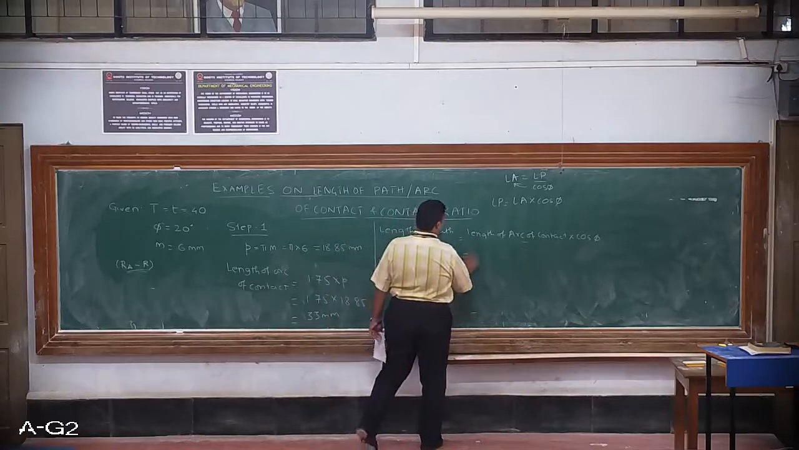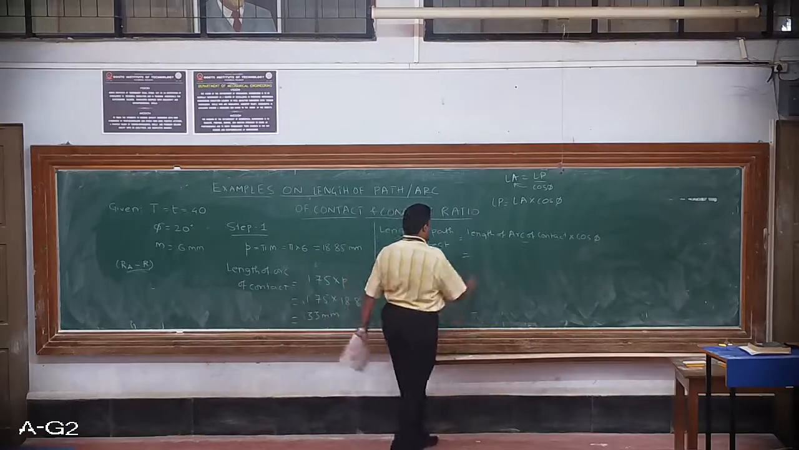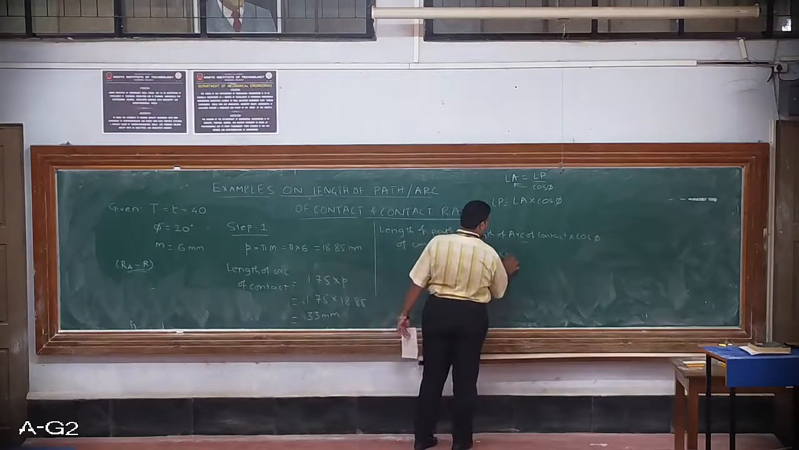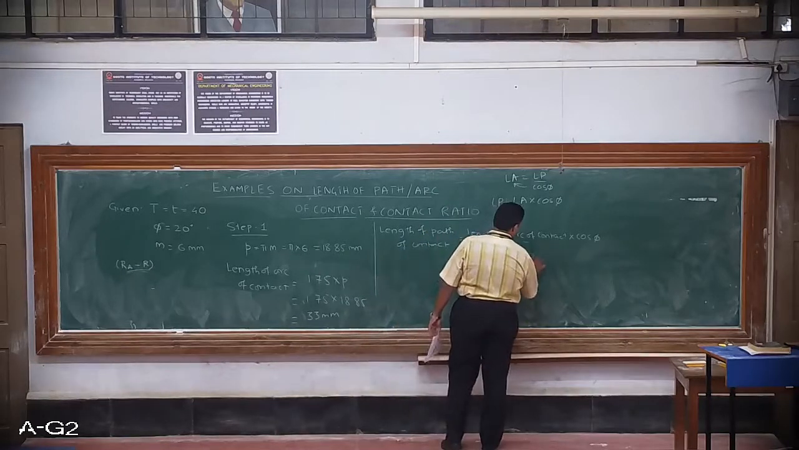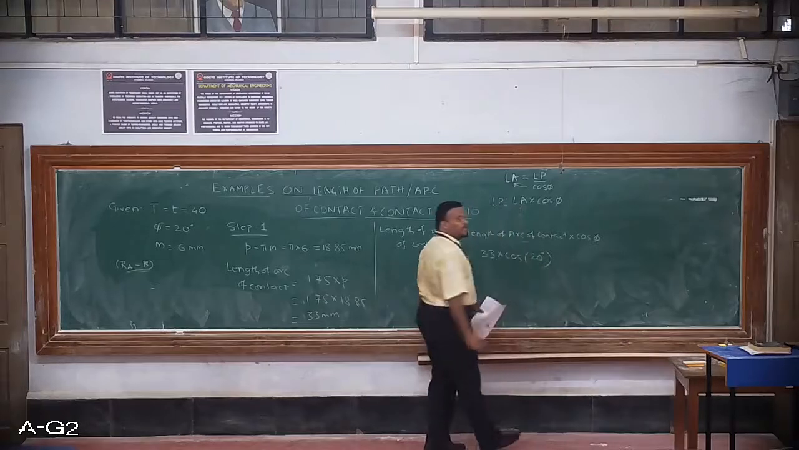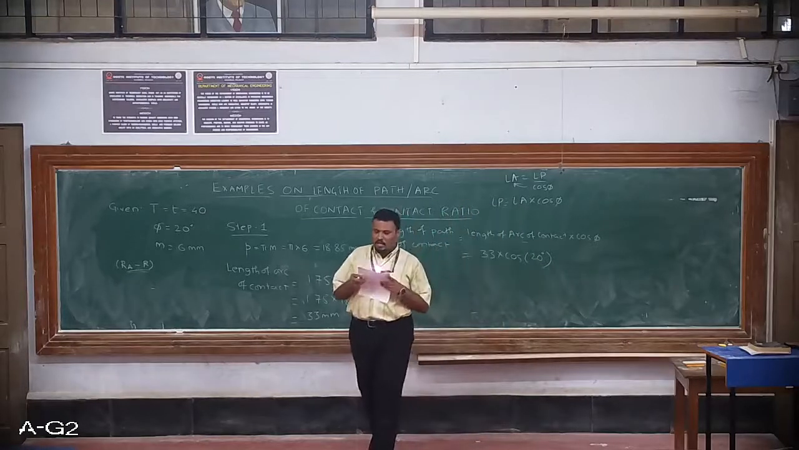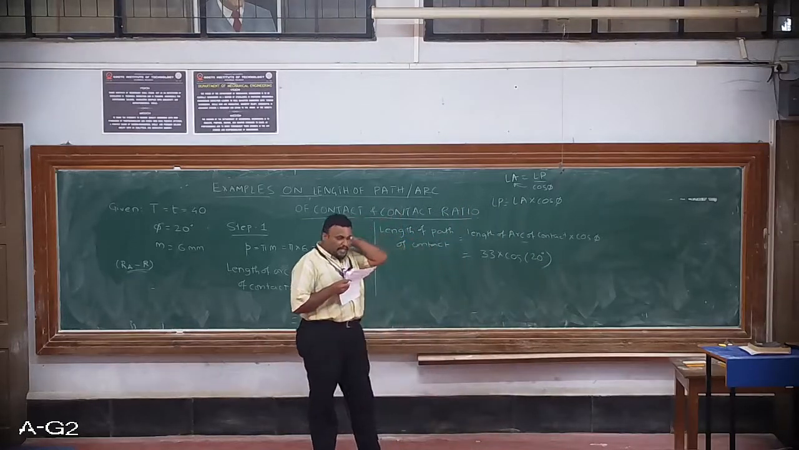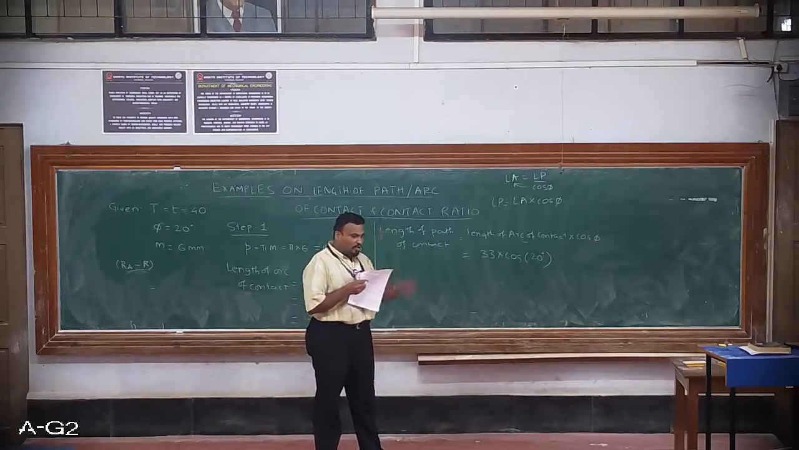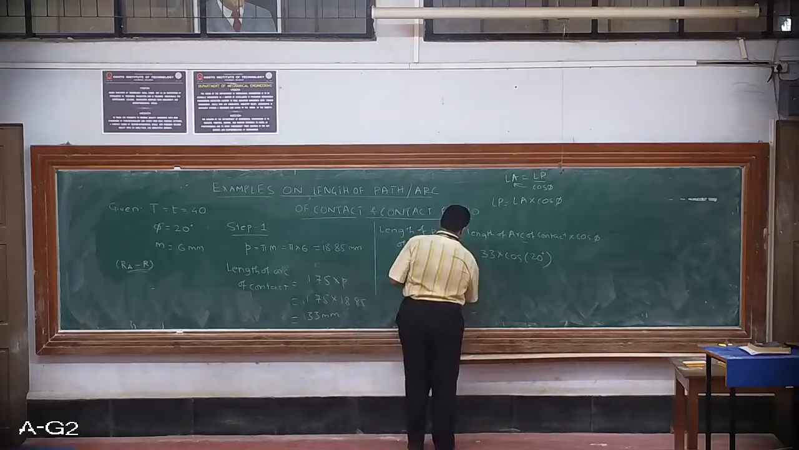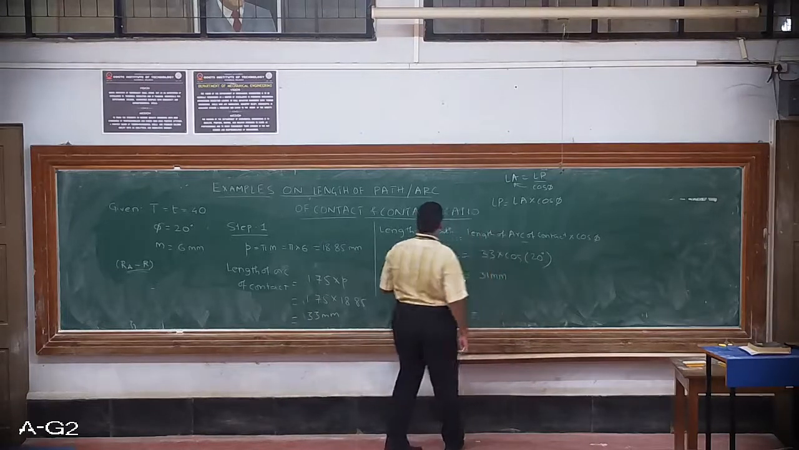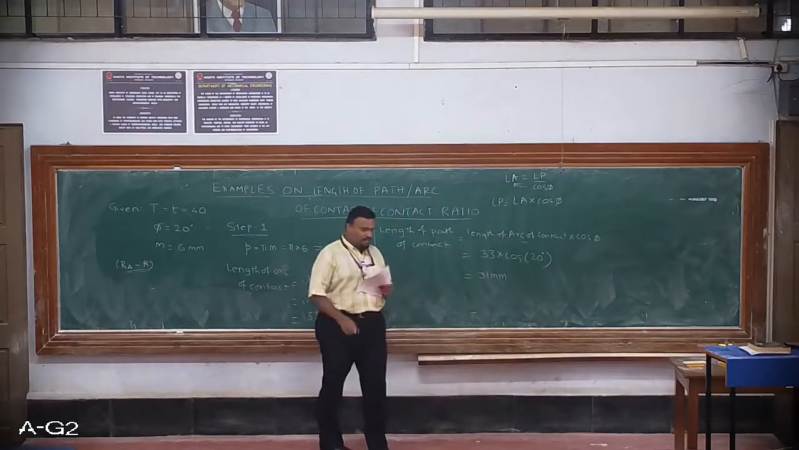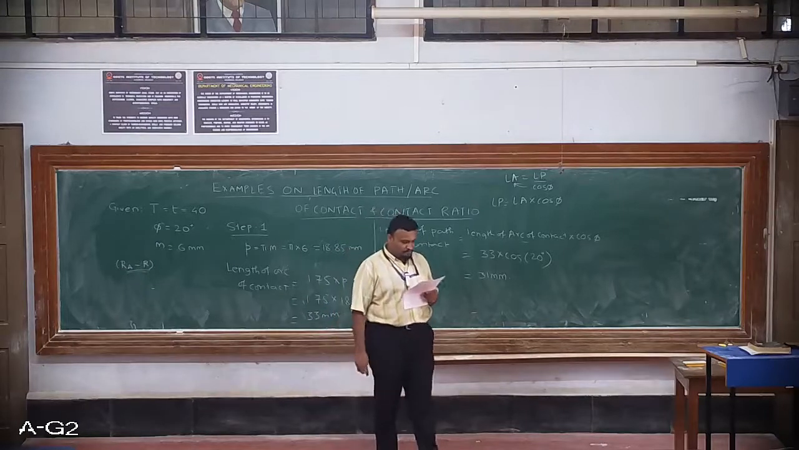So length of arc of contact we have already calculated, that is 33 into cos of phi, phi is 20. So here keep your calculator in degree mode because it is given as cos 20, 20 degrees. So take cos of 20. So this comes to somewhere around 31 mm. So length of path of contact will be 31 mm.